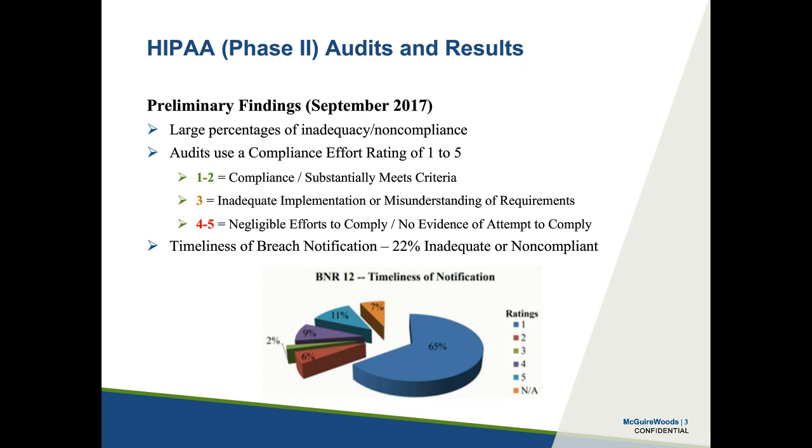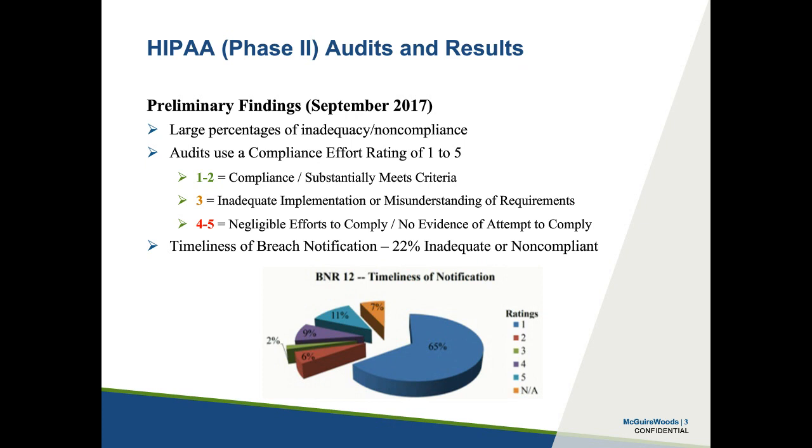But what they did is they really used a compliance effort rating of 1 to 5. So 1, we kind of call green light, was the entity was in compliance or substantially meeting the criteria of the HIPAA standard. 3, kind of yellow light, kind of inadequate, but maybe not full on in violation. Maybe they misunderstood what was required. Maybe they had good intentions or good implementation efforts that just weren't coming to fruition.